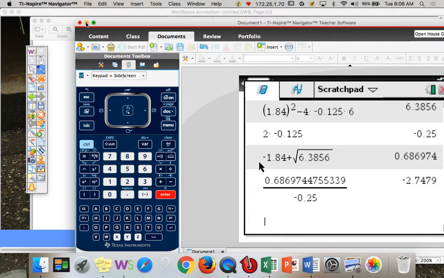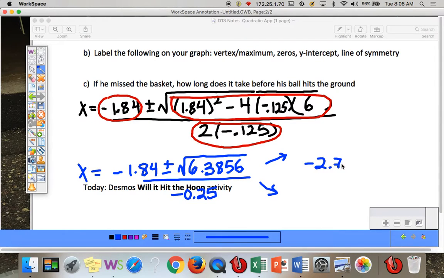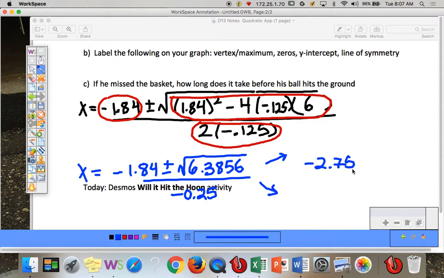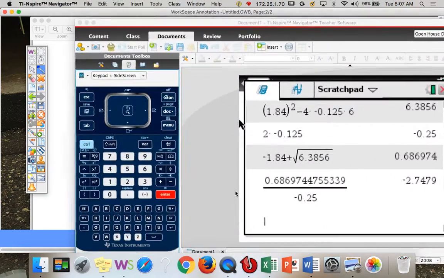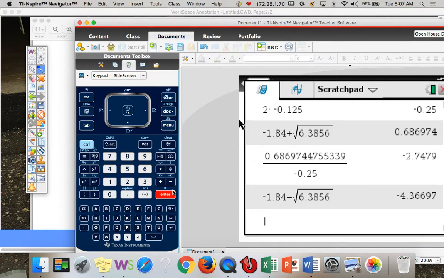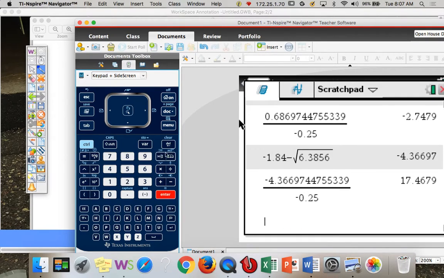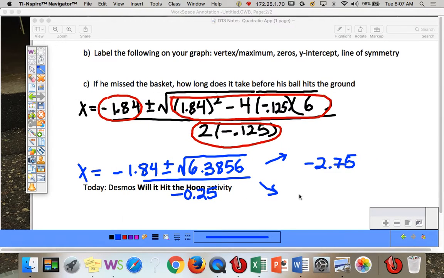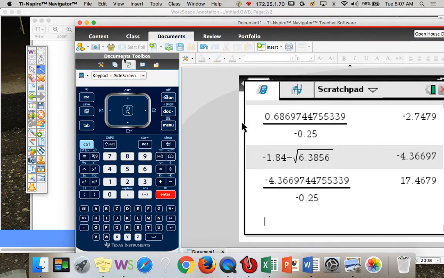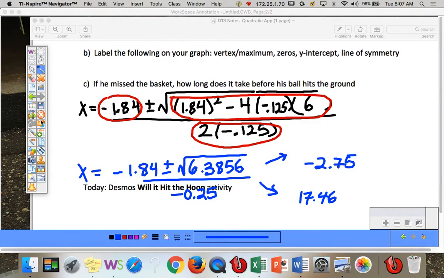So that answer is negative 2.7479. I'll just round to 5. Okay, and let's do the other one. Negative 1.84 minus the square root of 6.3856. Hit enter. Divide by the negative 0.25. And we get 17.467. So I'll just round this to 7.